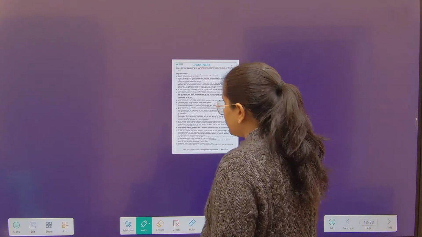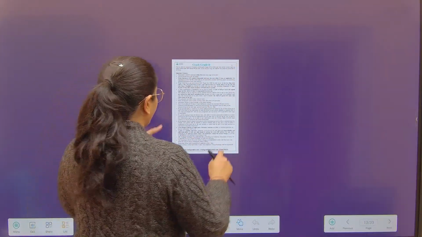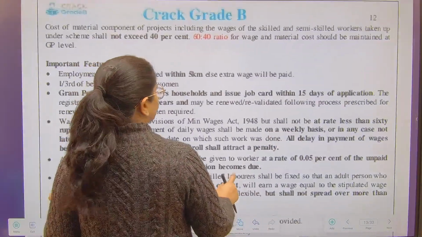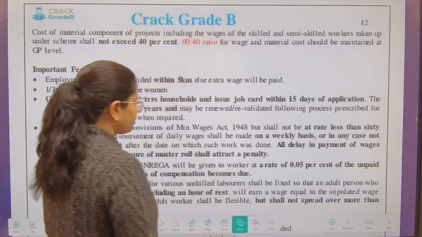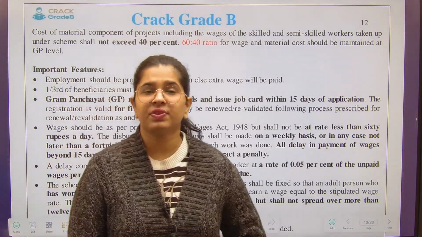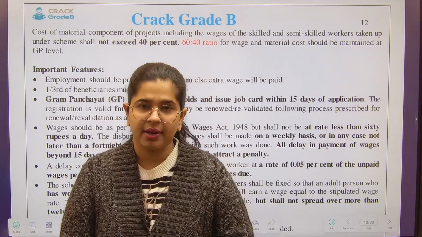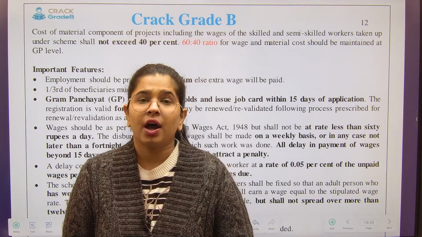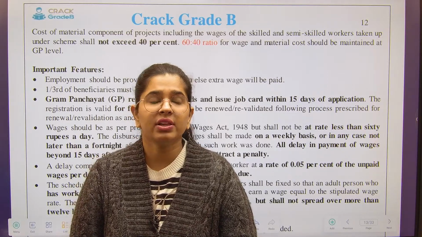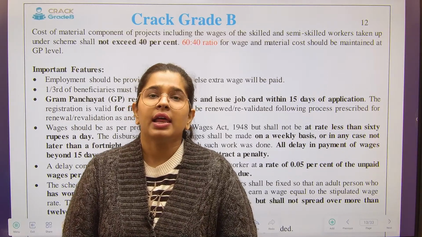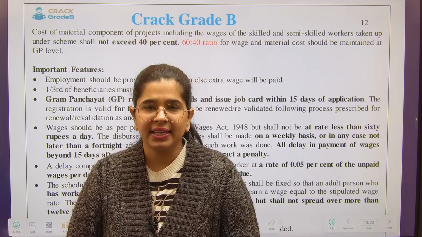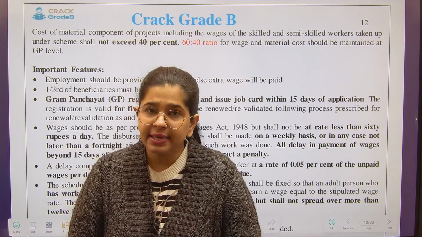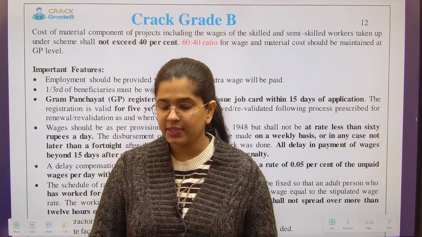Now what should be the wage material ratio? Wage material ratio means, I have already told you that in these particular schemes the focus is, first, to generate employment, right? To whom do they want to provide employment? To unskilled workers. Now in this case, if they choose such kind of work where labor is not that necessary but material is necessary, then that particular work will be of no use under this scheme. So the scheme says always maintain a ratio of 60-40.